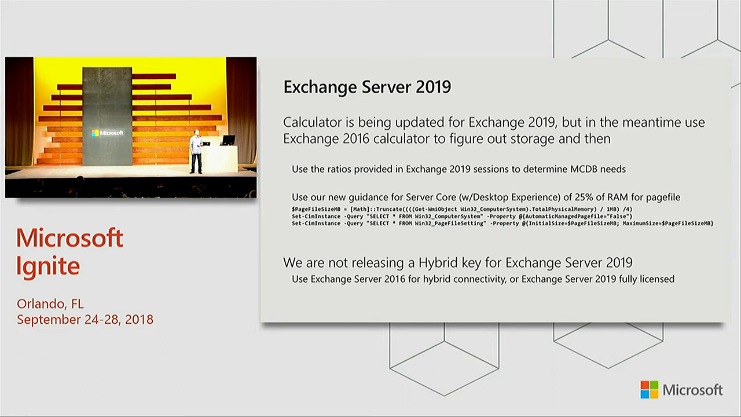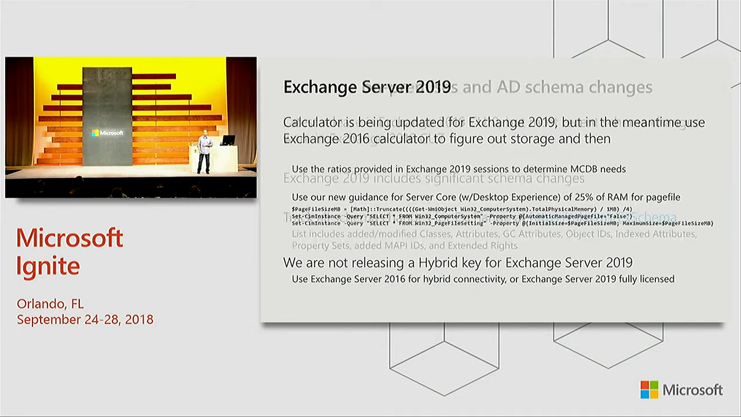The other thing to keep in mind is we're not going to release a separate hybrid key for 2019 as well. What that means is you can either use a 2016 hybrid server, something that's simply licensed only for hybrid server, or you can use a fully licensed 2019 server. We just don't see the need to have a separate licensed key for an individual 2019 server. So those are kind of the big changes that are coming down the pipe. And again, if you haven't seen both the Welcome to Exchange 2019 session and the separate session we had on the Metacache database, I would strongly recommend viewing those recordings after the show's over.